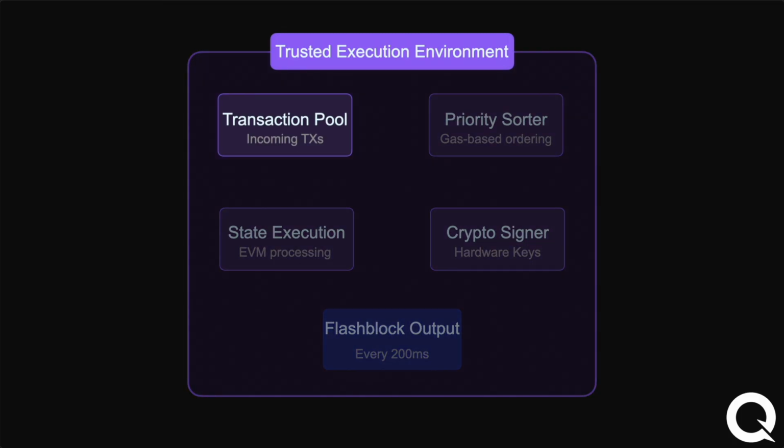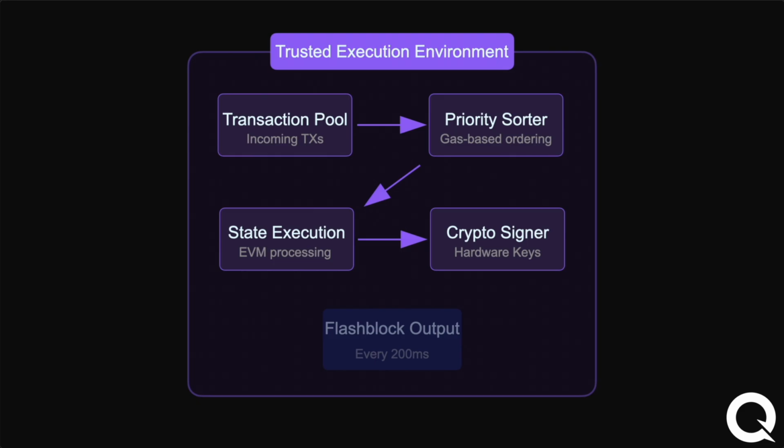The transaction pool receives incoming transactions. The priority sorter then organizes them by gas. Then the state execution engine processes these transactions by updating balances and running smart contracts. Finally, the cryptographic signer uses hardware protected keys to sign each flash block. Every 200 milliseconds, a signed flash block emerges from this secure pipeline.